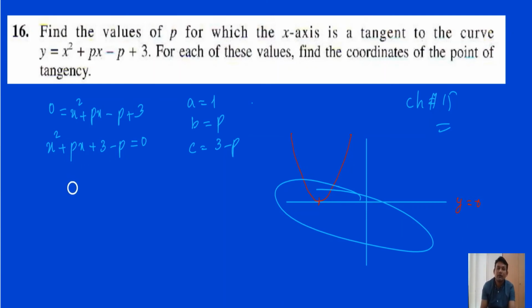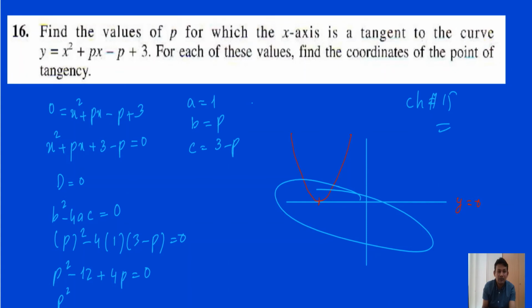So when we have one point of intersection, remember the discriminant is always equal to 0. You should watch the previous video from the beginning. So b squared is p squared, minus 4 times a is 1 and c is 3 minus p. P squared minus 12, and minus minus plus is 4p. So your equation is p squared plus 4p minus 12 equal to 0.